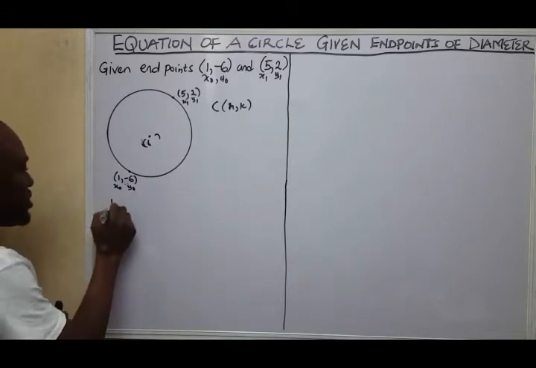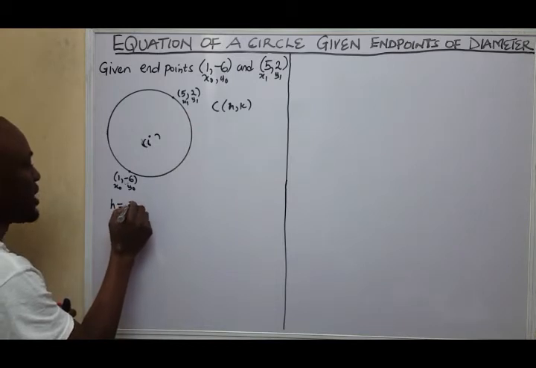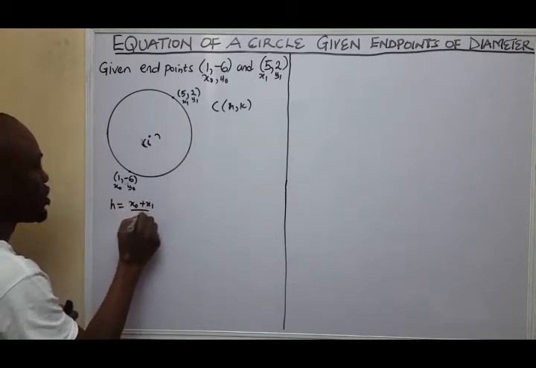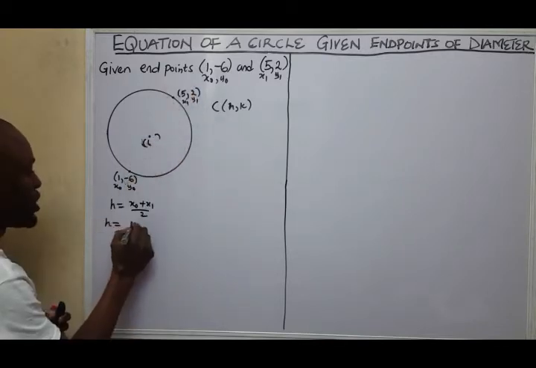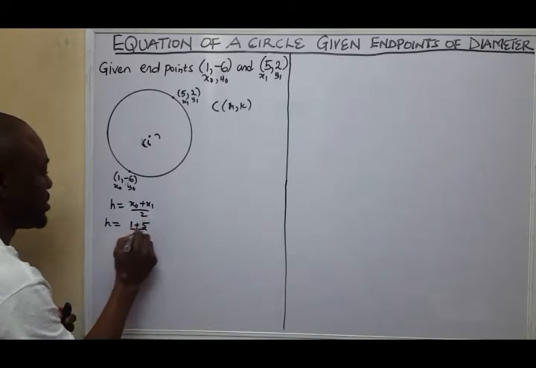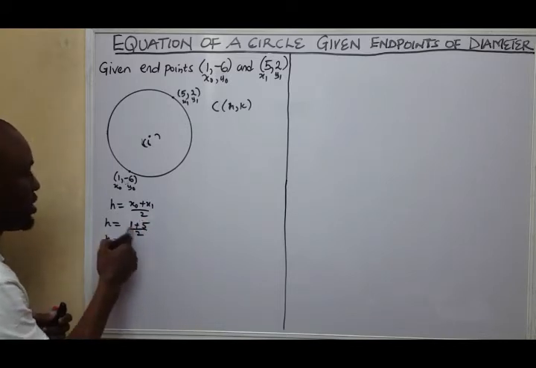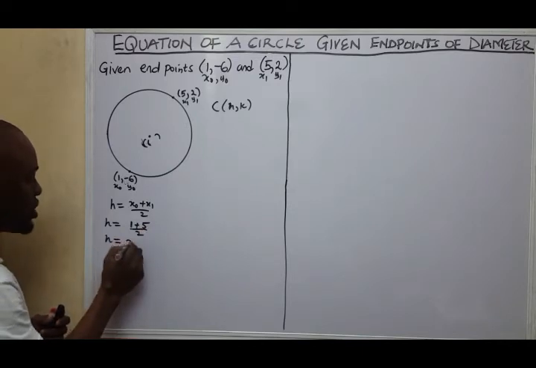So let's start. The average of the x-coordinate, which is h, will be x sub 0 plus x sub 1 over 2. x sub 0 is 1, so I'm going to plug in 1, plus x sub 1 is 5, divided by 2. So h will be 1 plus 5 is 6, 6 divided by 2 is 3.